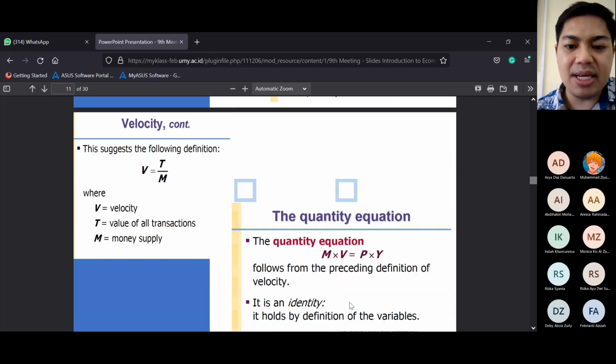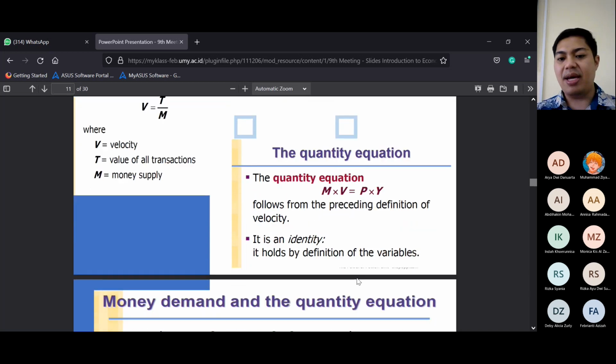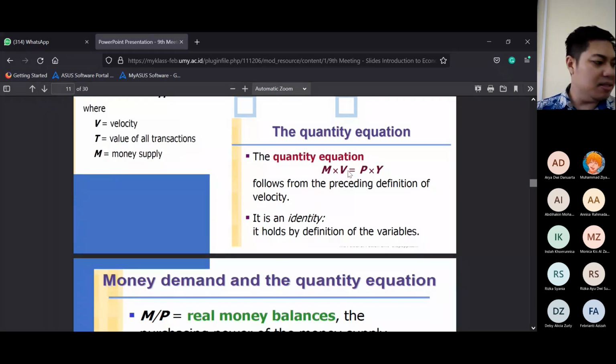How 5? Here is the theory, the calculation. Velocity is the value of all transactions over the money supply. It means that the money in the economy has been circulated 5 times. And here is the equation: M times V equals P times Y. Here is the equation. So far, sisters and brothers, that is the equation.